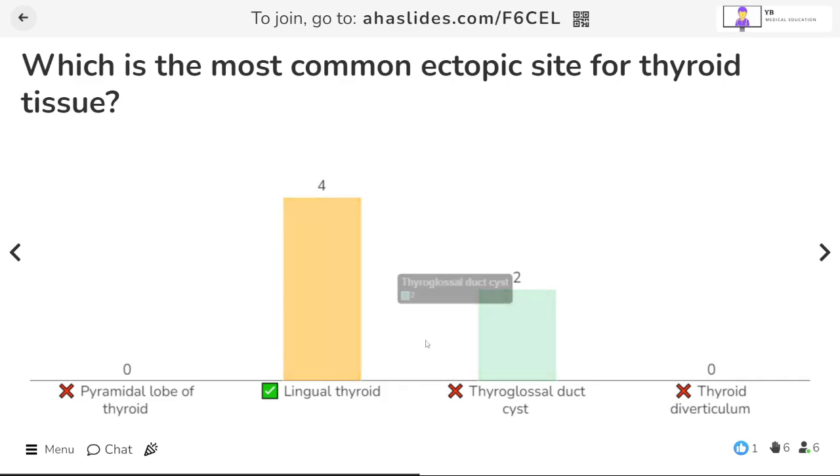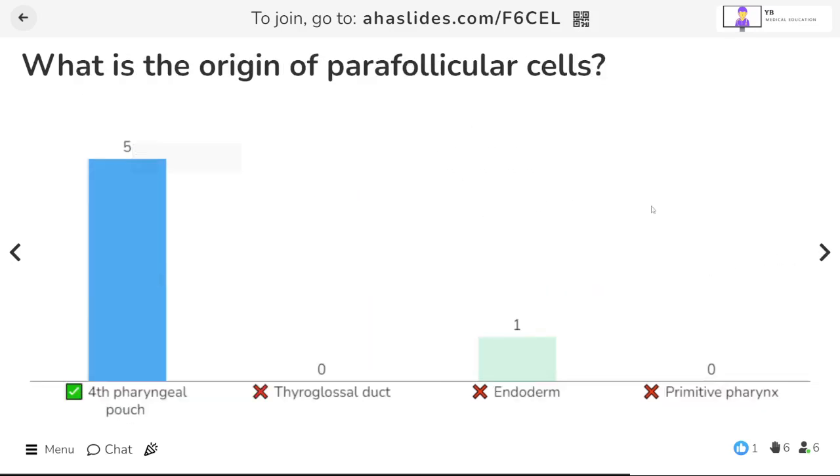So yeah, this is the most common abnormality of the thyroid tissue, right? But I'm talking about an ectopic site, right? But this is not thyroid tissue, guys. This is just a duct connecting the thyroid tissue and the tongue, right? It's not thyroid tissue. Good job. Fourth pharyngeal pouch. Good job.